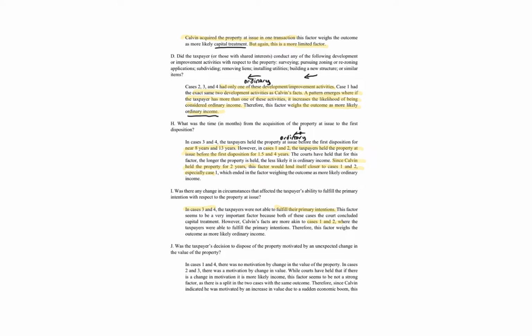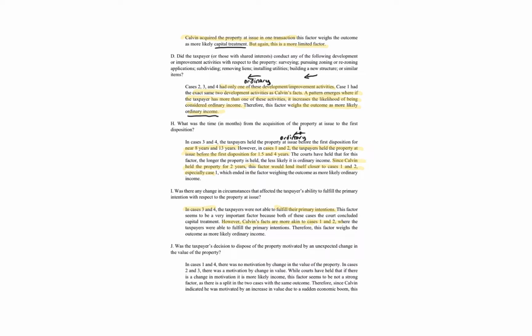This factor, being that cases 3 and 4 ultimately led to capital treatment, you could see a pattern that in cases 1 and 2, it's more likely that it could be considered ordinary income. And by the way, Calvin's facts are more akin to cases 1 and 2, because Calvin could still sell that property as a developer, those parcels. He just saw an economic boom, so he decided, hey, I'm going to switch to speculating on the value, because I think I could get more money in the future when the land goes up. Land value goes up because of the economic boom.